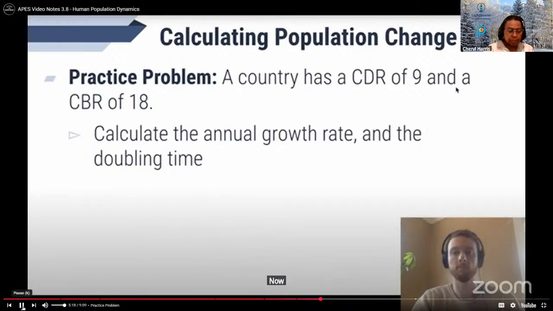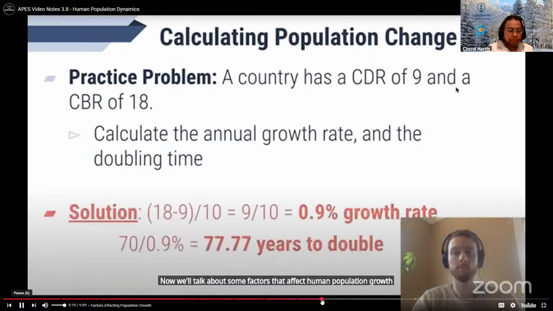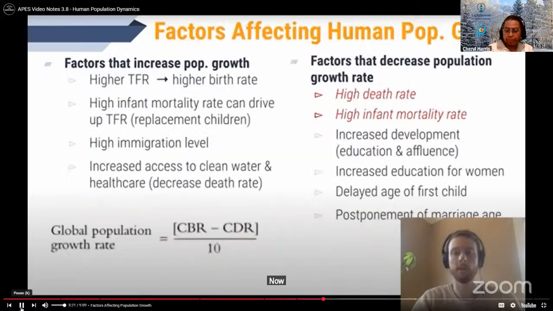Now we'll talk about some factors that affect human population growth.